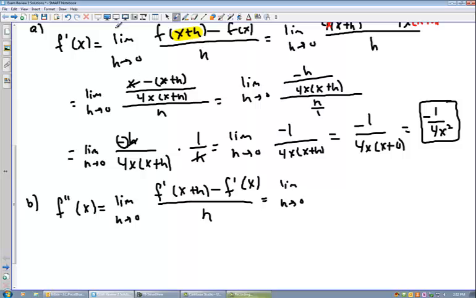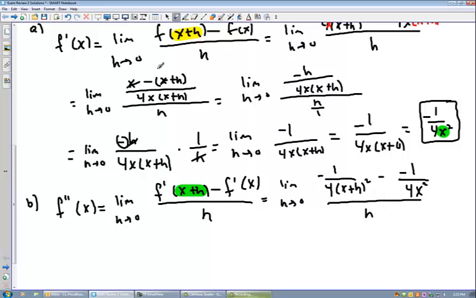And I'm going to do the same thing I did before. So let's use green here. Wherever I see an x, so here's my x, I'm going to plug in an x plus h. And so for this one, I have minus 1 over 4 times the quantity x plus h squared minus, now f prime of x is just this, what we found before. So that's just minus 1 over 4x squared, all divided by h.